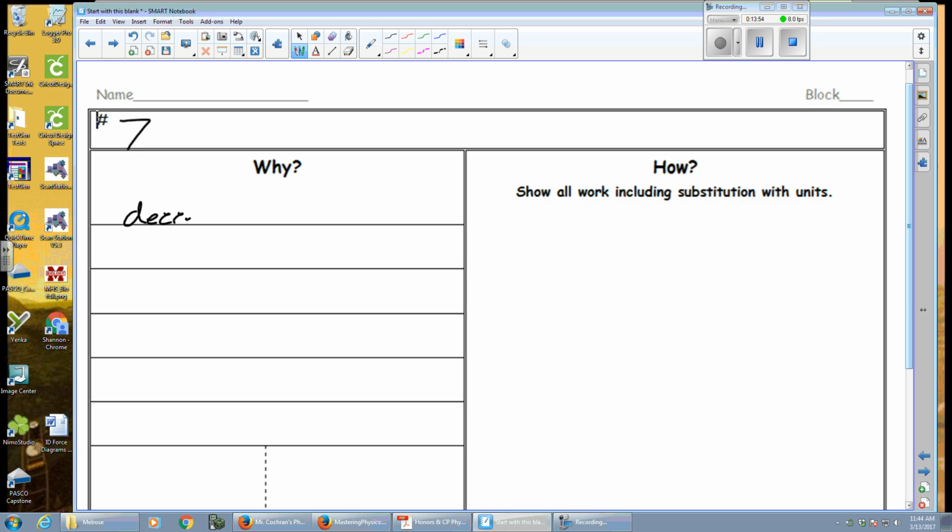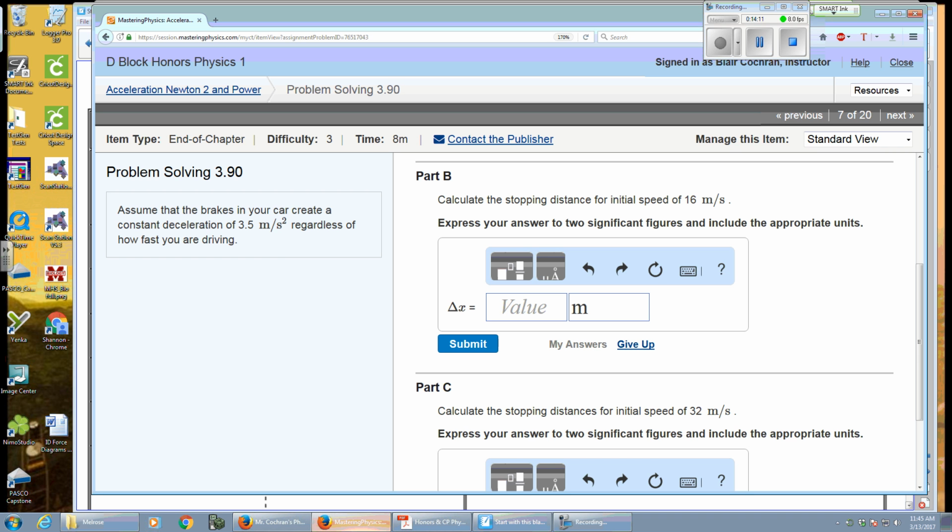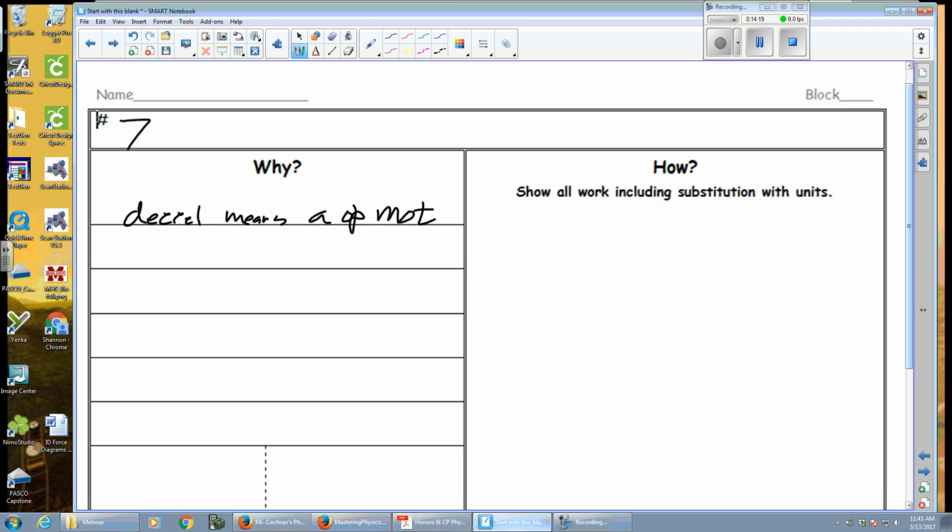So decel means acceleration opposite motion. All right? So that's probably about all you need in the Y there. You've got this car moving at this speed. What does it mean to stop? What comes to 0? Velocity comes to 0.